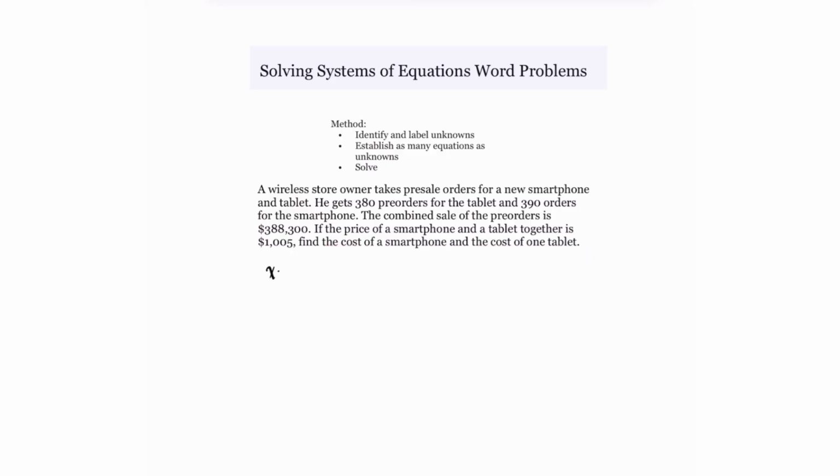cost of one tablet. So again, we identify our variables. We have X, that is the cost of a smartphone, and Y, that is the cost of a tablet. So we have a lot of different information here. Let's start with the more complicated of the two.